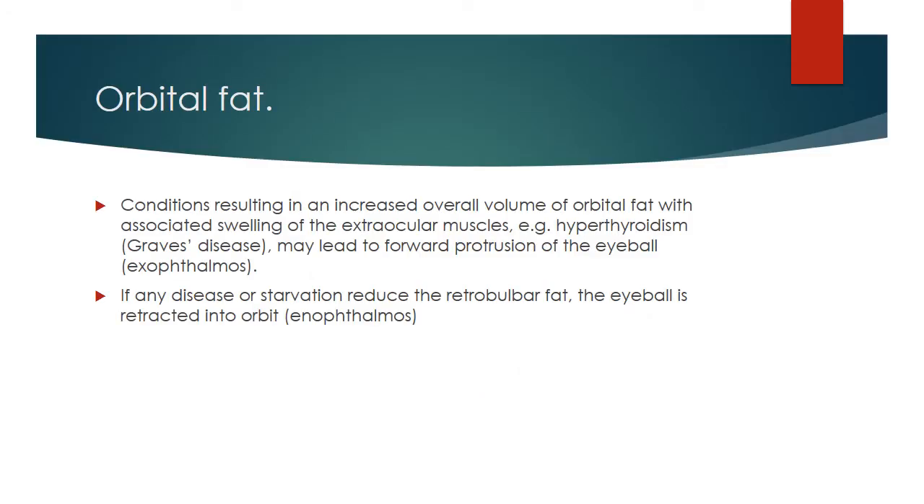In conditions resulting in an increased overall volume of the orbital fat, and there may be swelling of extraocular muscles, like in hyperthyroidism, the condition which is called Graves' disease, it may lead to forward protrusion of the eyeball, that is called exophthalmos. In reverse, in any disease or in starvation which reduces the retrobulbar fat, the eyeball is retracted into the orbit. The condition is called enophthalmos.